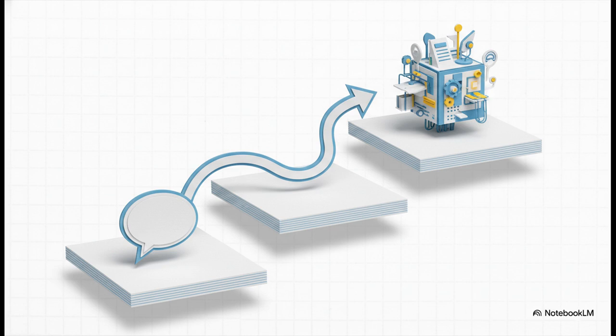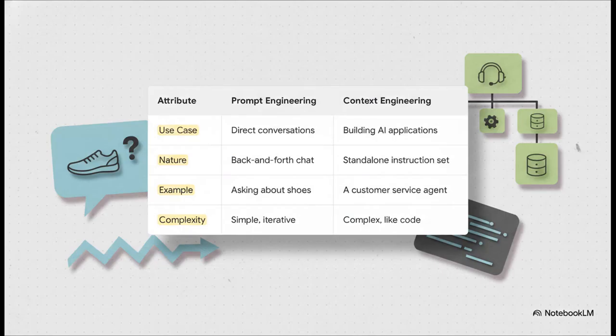You're not just trying to get a good answer to one question anymore. You're building a robust, standalone AI application that can handle tons of interactions all by itself. This table here really breaks it down nicely. So, prompt engineering, that's like having a direct chat. You ask about running shoes, you get an answer. You ask a follow-up, it's a back and forth.